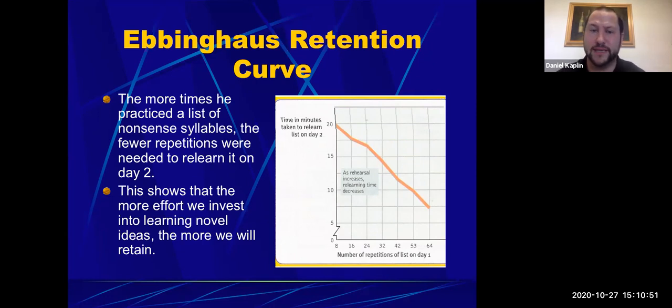How did he memorize the list? Through rehearsal. So he repeated the list over and over and over until he got it correct. Now, in some scenarios, he stopped there, and in some scenarios, he repeated the list even more. And what happened was he measured the amount of time it took him to relearn the list on day 2. And what did he find? The more times he rehearsed or repeated or reviewed the list on day 1, the shorter the amount of time it took him to relearn it or reacquire that list.